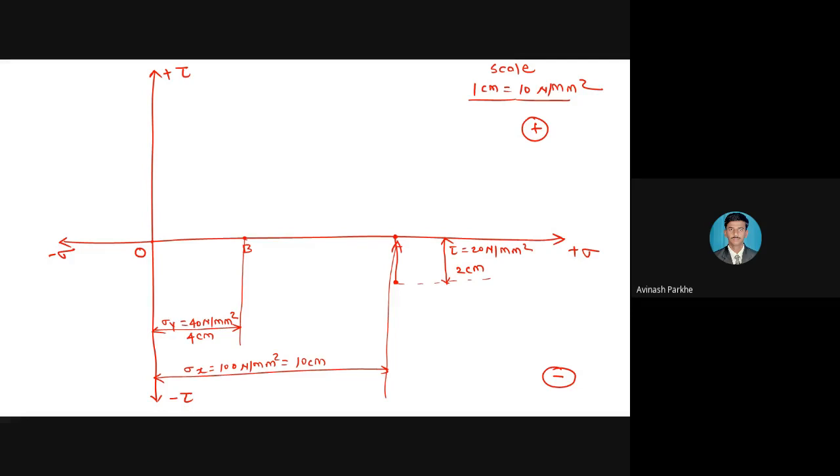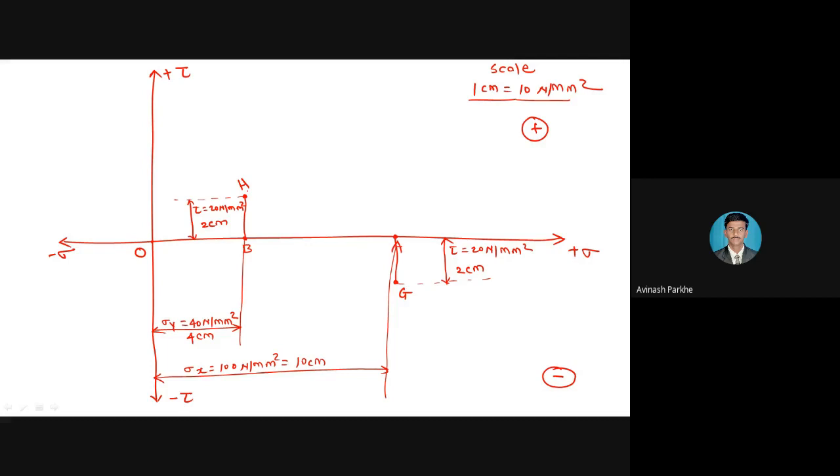मग त्याच्यावर पण तुमचा किती न्यूटन पर एम एम स्क्वेअरचा शियर स्ट्रेस आहे? 20 न्यूटन पर एम एम स्क्वेअर. मग ह्या पॉइंट बी पासून वरच्या बाजूला 2 सेंटीमीटर वर शियर स्ट्रेस रिप्रेझेंट करा. सो दिस इज टाउ इज इक्वल टू 20 न्यूटन पर एम एम स्क्वेअर इज इक्वल टू 2 सेंटीमीटर. मग पॉइंट ए पासून आपण जो ड्रॉ केला त्याला जी पॉइंट म्हणा, आणि पॉइंट बी पासून जो वरच्या बाजूला इंडिकेट केला त्याला एच पॉइंट म्हणा.